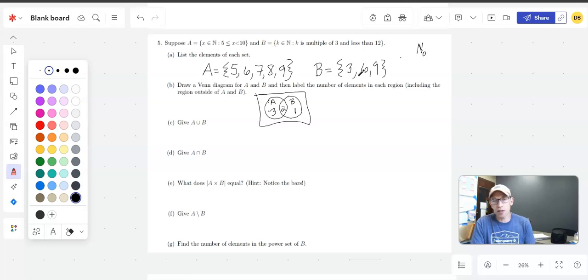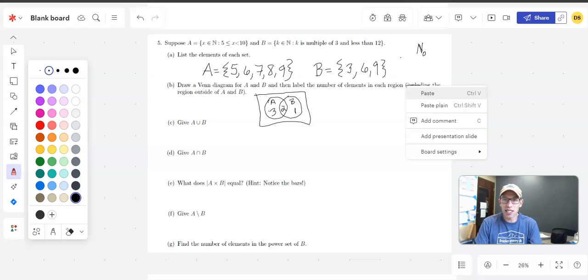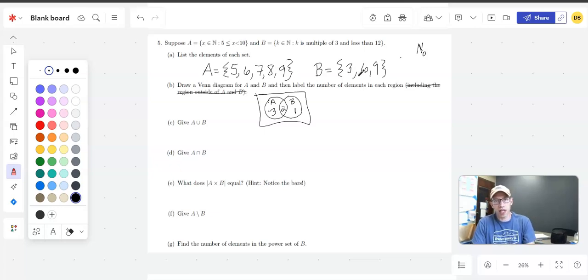And then here, the region outside of A and B is not defined, so I'm going to change that in the instructions here. We need some universal set, which I never defined here, so we're just going to cross that out. If there was a universal set, then anything in the universal set not in these two would be part of the outside region. So here we only have six elements.